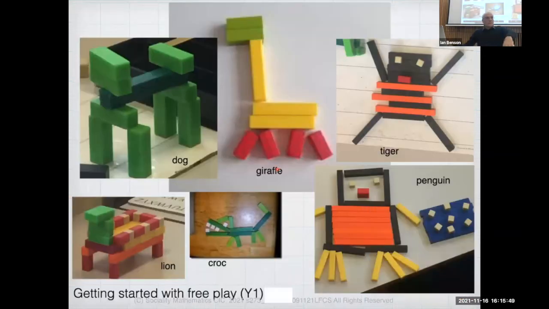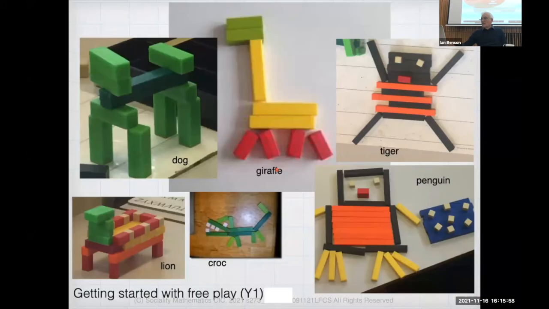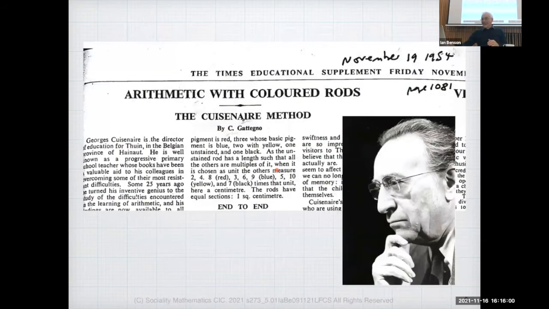That's been great. Can I actually just go back to one thing? You had this textbook that they talked about. The textbook here, yeah. How old is that book? Was that the book that introduced Cuisenaire? Yeah, that is the book that introduced Cuisenaire. And Gattegno was a pure mathematician who decided to work in education.